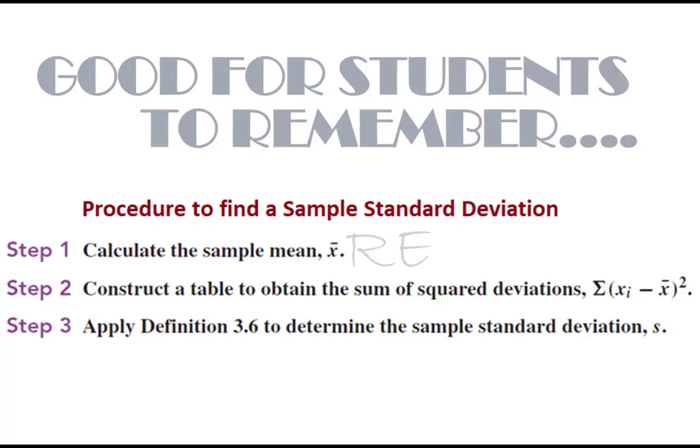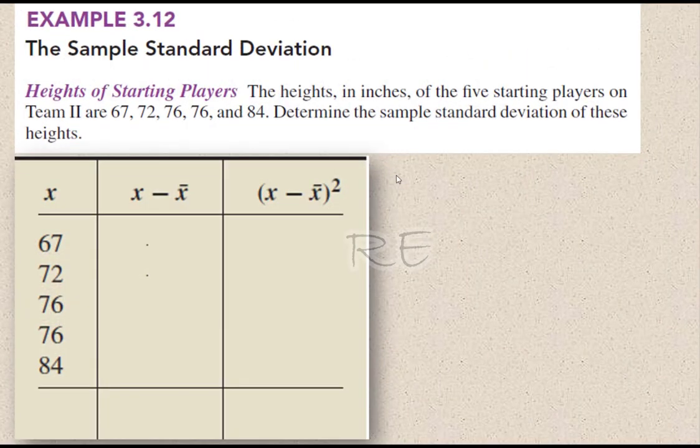Procedure to find a sample standard deviation. Calculate the mean first, then construct a table. Construct a table to obtain the sum of square deviation, then apply the formula to find the standard deviation.